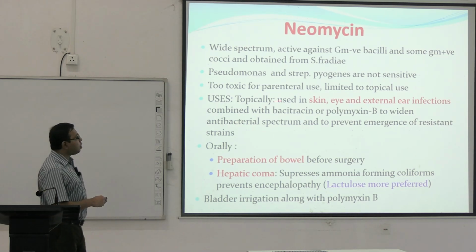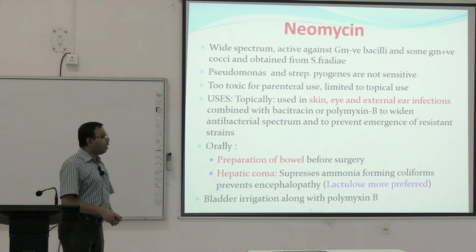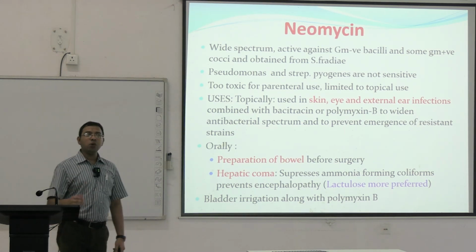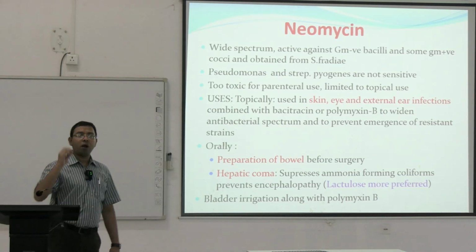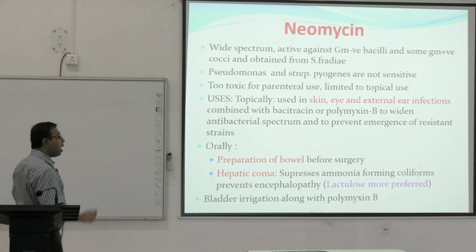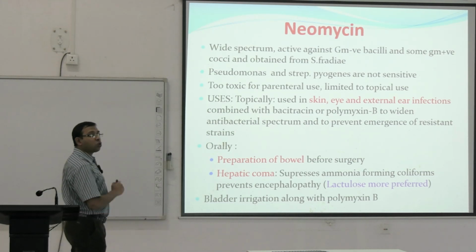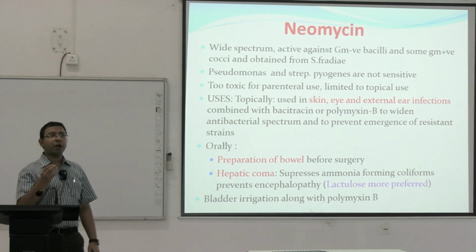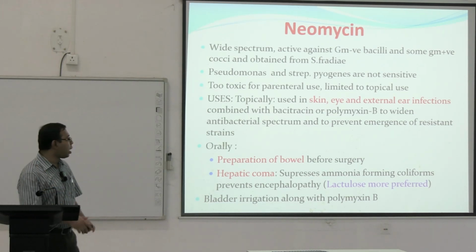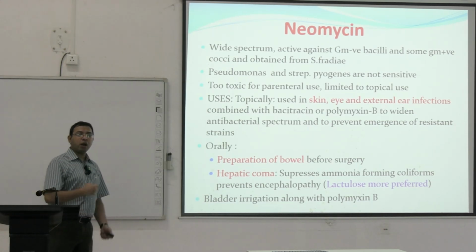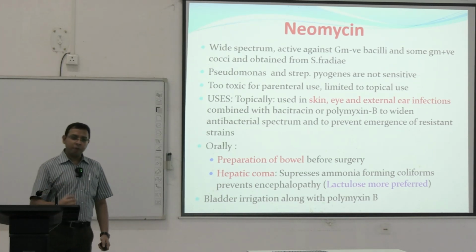It can be combined with bacitracin or polymyxin B to widen its antibacterial spectrum and prevent emergence of resistant strains. So usually it is used topically in skin infections, eye infections as a drop, or external ear infections. Apart from this, it can be used orally. Neomycin is one of the very few aminoglycosides that can be used orally, but only for the preparation of the bowel before surgery. So there will be sterilization of the bowel before surgery.